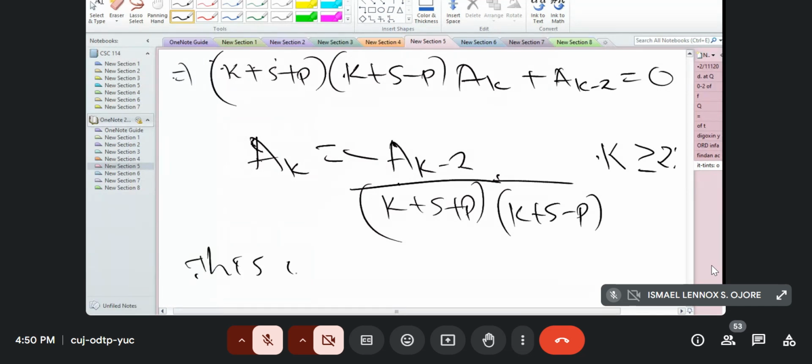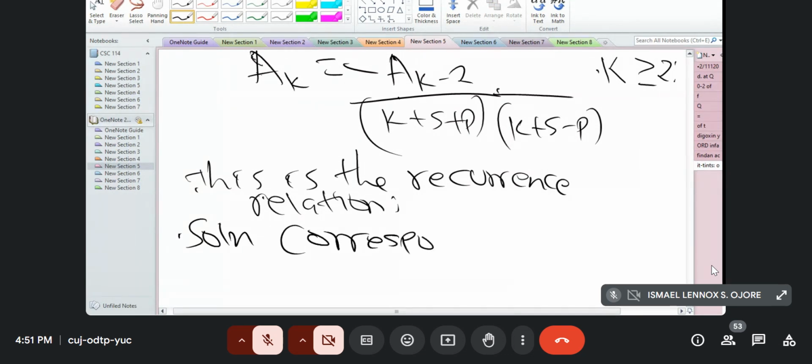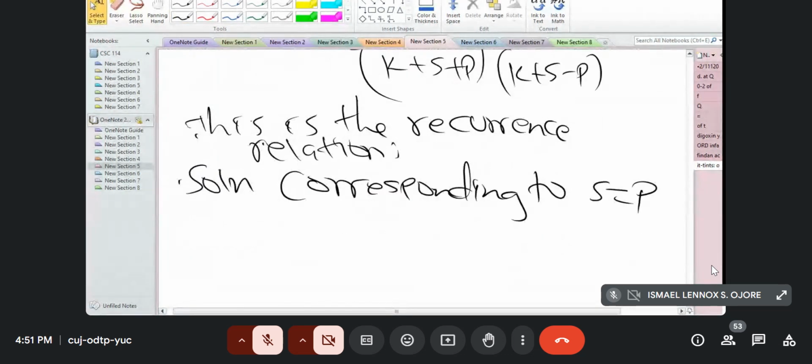This is the recurrence relation. But when you solved for the indices, we found two values. One of the indices was s equals p, the other one was s equals minus p. So we'll have two solutions. You write down the two solutions. First, you will have the solution corresponding to the first index, s equals p.